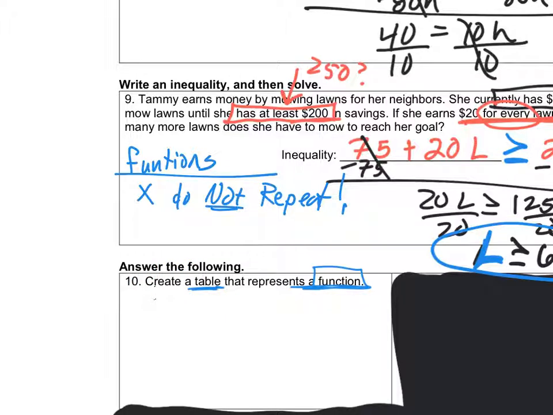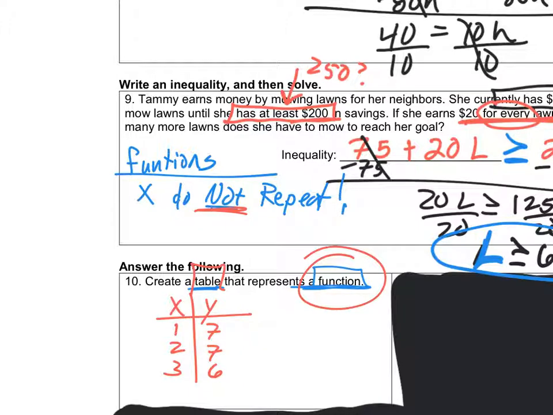Okay? So if the x's do not repeat and I need to create a table, then I can just set up an XY table, and it doesn't matter what I list here in my X values as long as none of them repeat. So I'm going to choose 1, 2, 3. It really doesn't matter what you pick. And then just pick numbers here. I can pick any numbers on the right I want because it doesn't matter what goes to be a function. It has to be the X values that do not repeat.